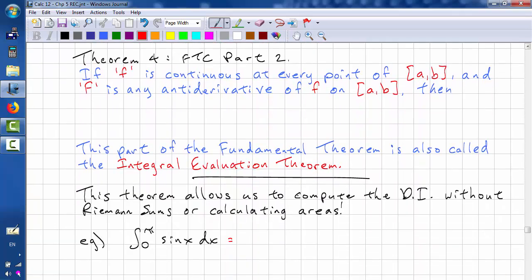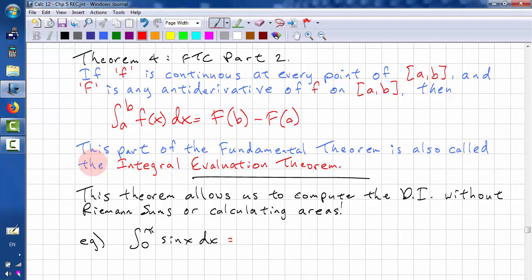Okay. Fundamental Theorem of Calculus Part 2. And it's a mouthful, so you can always abbreviate it FTC. Now, if f is continuous at every point of the closed interval a to b, and capital F is any antiderivative of f on a to b, then the integral from a to b of f of x dx equals F of b minus F of a. And that's a very short statement, but a very powerful statement.